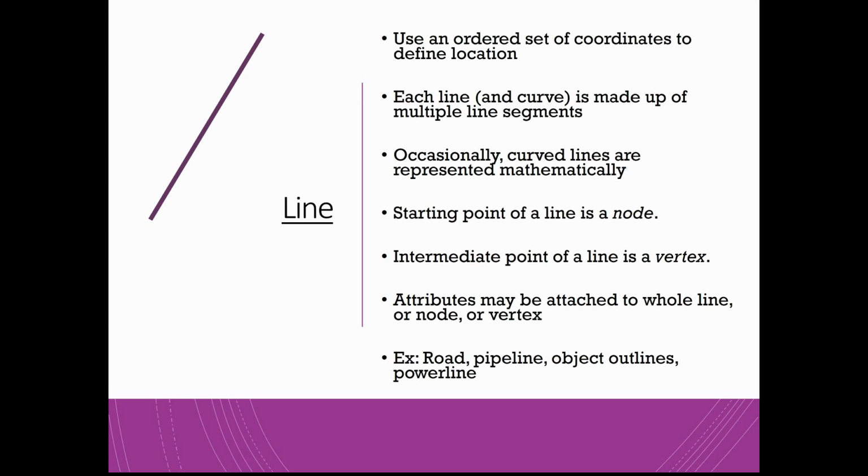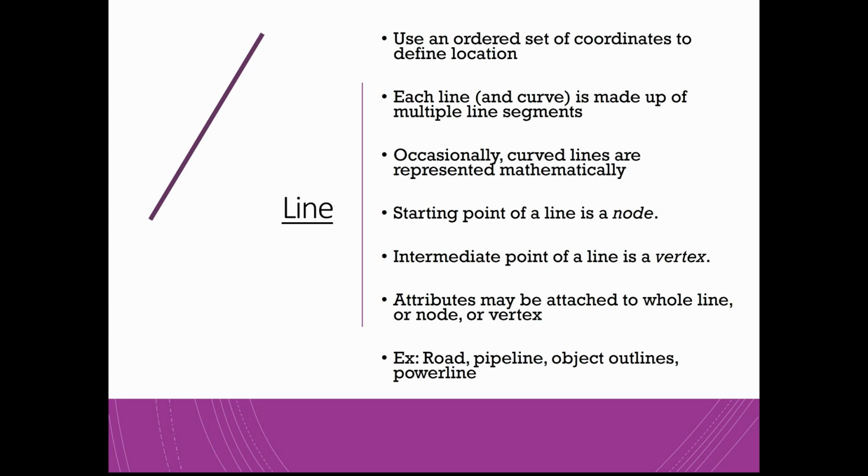The smallest possible line will have 2 nodes, a start node and an end node. Longer lines will have at least 2 nodes and many vertices in between where the line changes directions. Attributes may be attached to the entire line, individual nodes, or individual vertices. Therefore, each line may represent multiple rows of attributes in the attribute table.